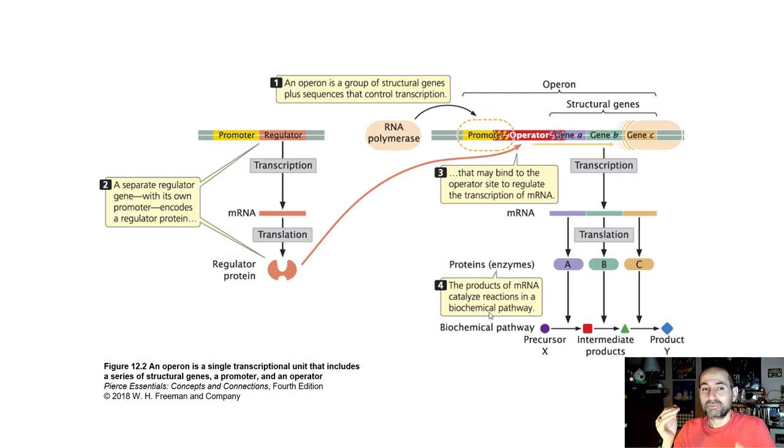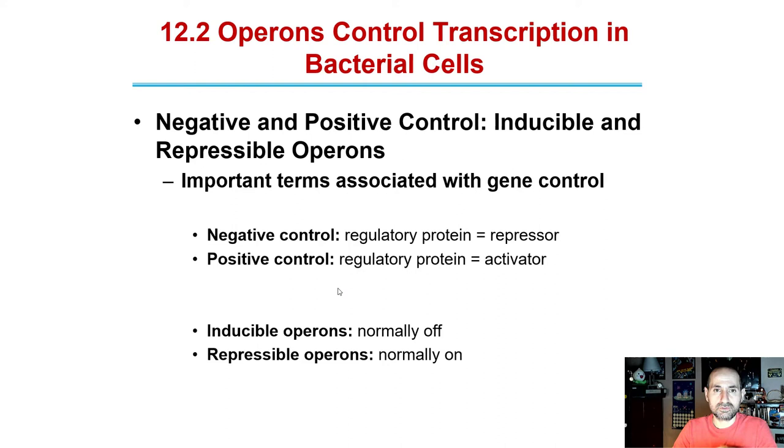Okay, so negative and positive control, inducible and repressible operons, right? When you're talking about an operon, there are four important terms associated with it. Remember, I just gave you all those examples. It's normally off, but then you could turn it on, or it's normally on, but you could turn it off. So let's look into these important terms for the operon. Negative control, when you're talking about an operon or gene expression, is when you have a repressor. The regulatory protein is a repressor, which represses or stops transcription. In positive control, that's the converse. You have an activator. That means something that turns on gene expression, turns on transcription.